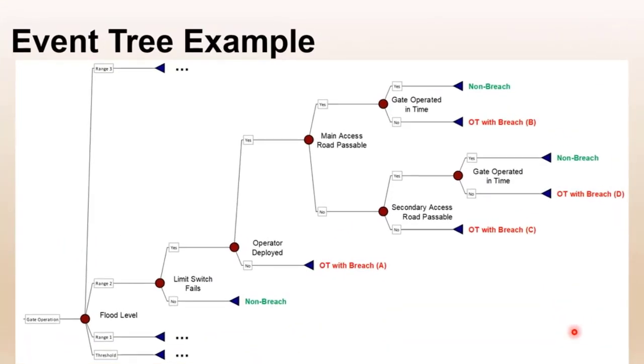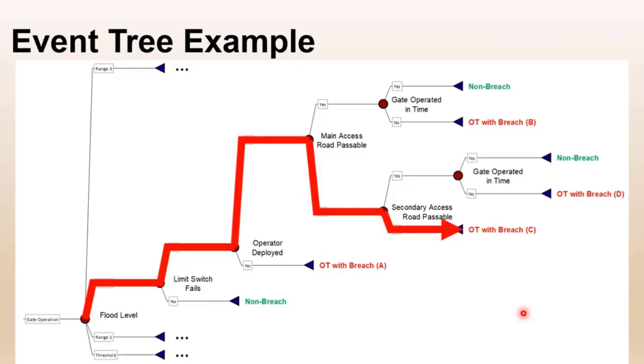So this is the previous example in an event tree format. For a given flood loading, the initiator is that the limit switch fails. Follow one branch. The operator is deployed, but the main access road and secondary access road are not passable. Since the operator cannot get to the site, the gate operation is not made and overtopping with breach occurs. Since the operator cannot get to the site, a node for making the gate operation in time is not needed. This is a strictly linear translation of a sequence of events from the previous slide.